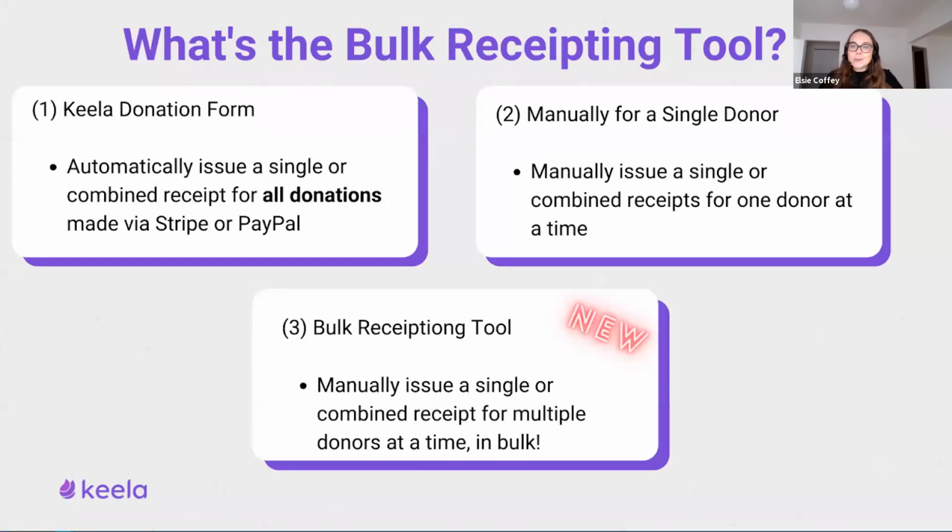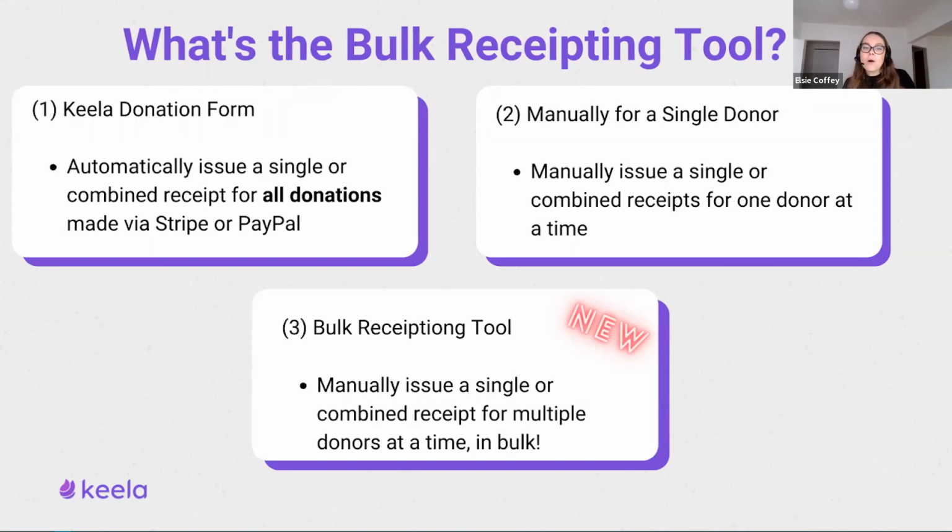What is the bulk receipting tool? That's what we're all here for, right? So in Keela, at the moment, there are a couple of different ways that you can issue receipts. The first one is a Keela donation form, which is probably our most recommended best practice for using Keela. You can publish a Keela donation form on your website, share it in emails, or put it on social media, and it accepts credit card payments or payments via Stripe or PayPal. When it comes to receipting for that, it's all automatic. Any payment received through that has a receipt issued for it automatically. So that's number one.